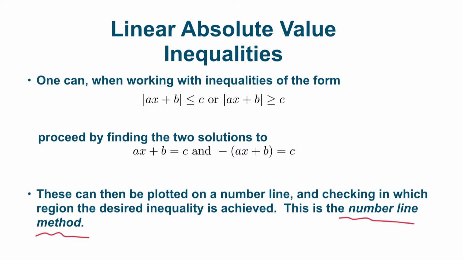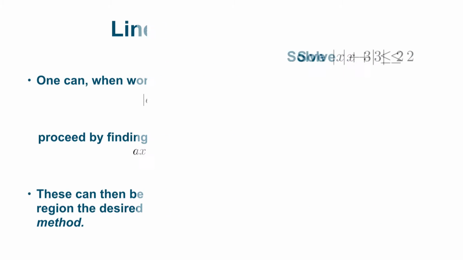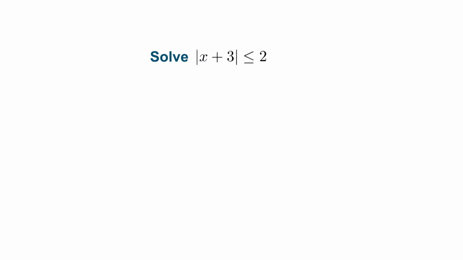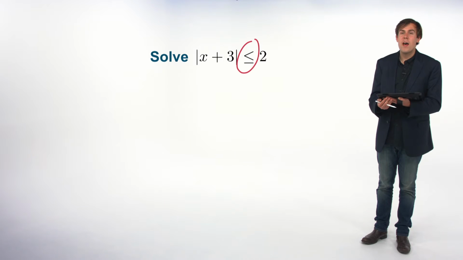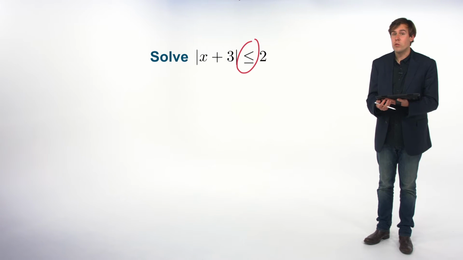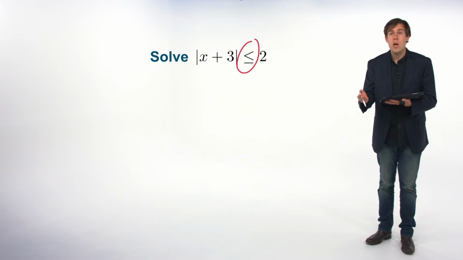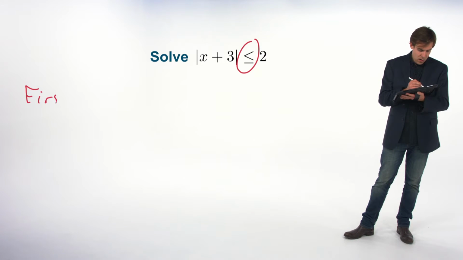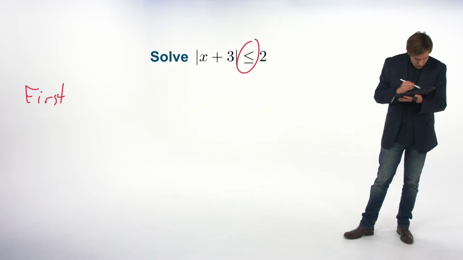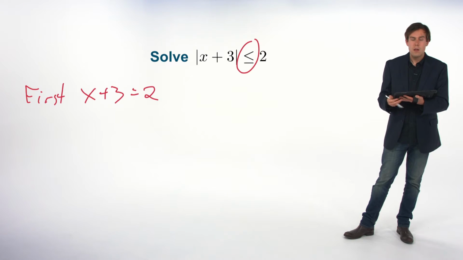It's not as general as working with the definition, but it's easier for certain examples. So here's an example that we should look at. We have the inequality, not equality: absolute value of x plus 3 should be less than or equal to 2. What we'll do to solve this is first solve the equation absolute value of x plus 3 equals 2.